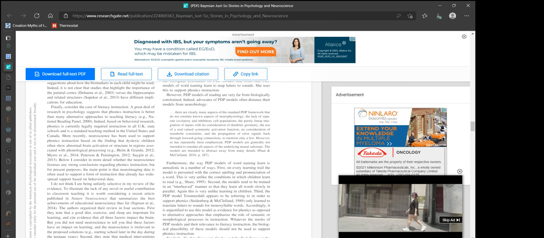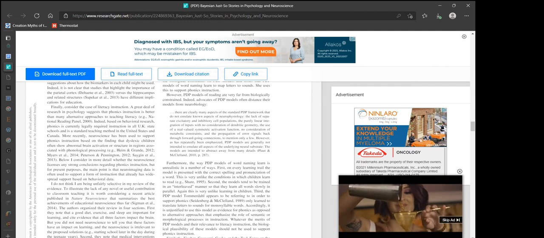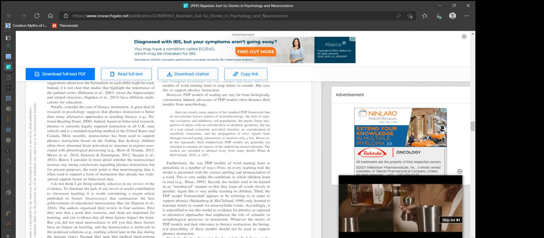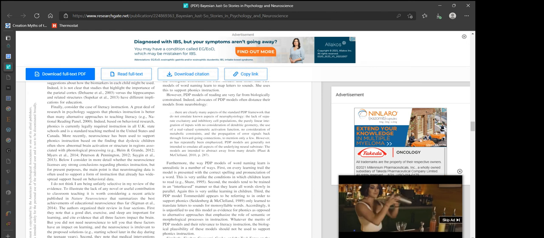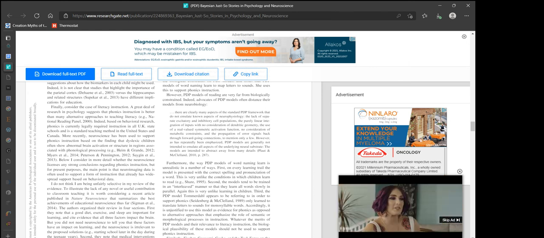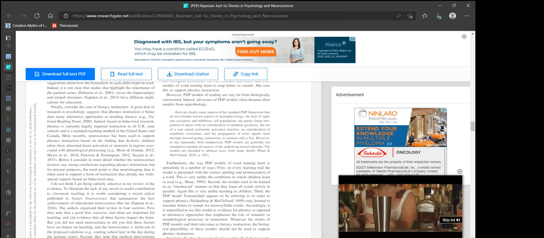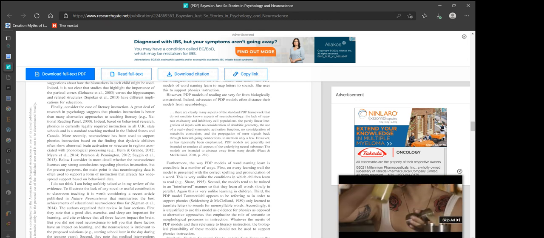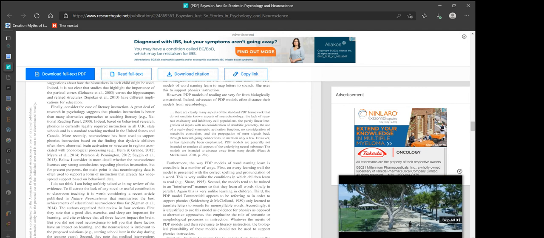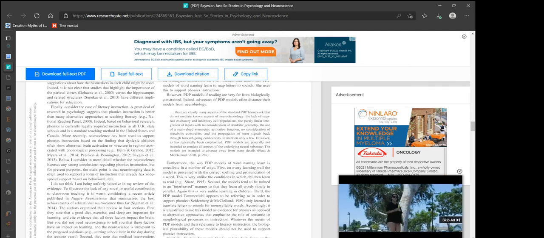Finally, consider the case of literacy instruction. A great deal of research in psychology suggests that phonics instruction is better than many alternative approaches to teaching literacy, for instance, National Reading Panel 2000. Indeed, based on behavioral research, phonics is currently legally required instruction in all UK state schools and is a standard teaching method in the United States and Canada.